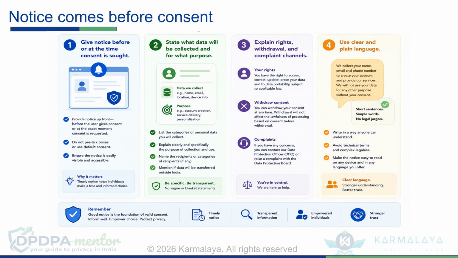Remember, notice must always precede consent. You must provide a clear, accessible notice that explains what data is being collected and why, using simple language that the individual can easily understand. Consent is only informed if the person first receives a proper notice. The notice should be concise, purpose-specific, understandable, and available in English or in 8th Schedule language as applicable.